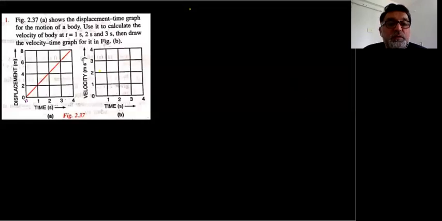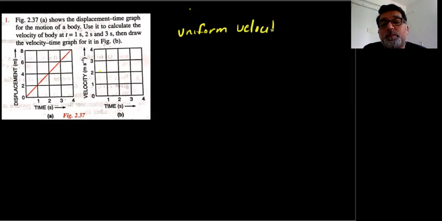Now, first of all, if you look at the displacement time graph, it is a straight line. That means the body is moving with a uniform velocity. So when a body is moving with a uniform velocity, the velocity at every time, 1 second, 2 seconds, and 3 seconds, is going to be the same.